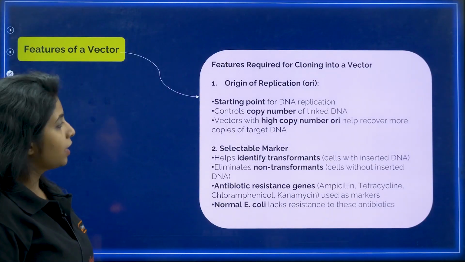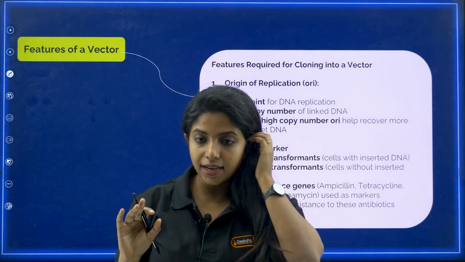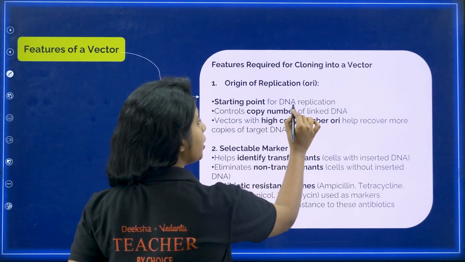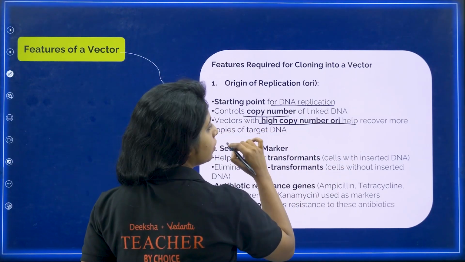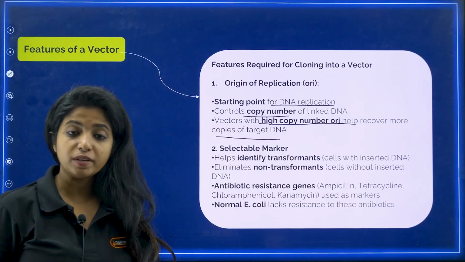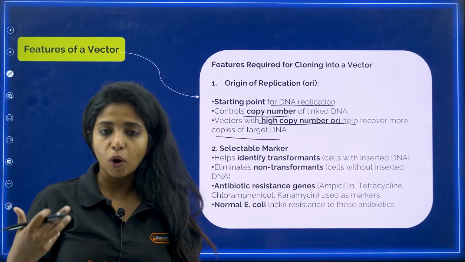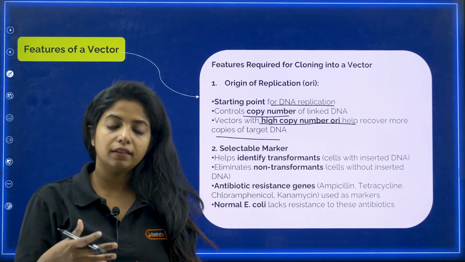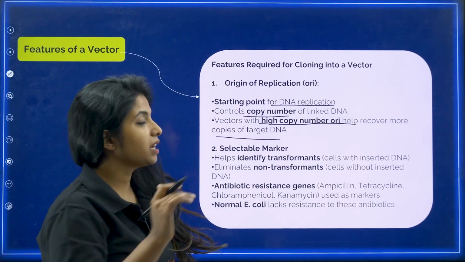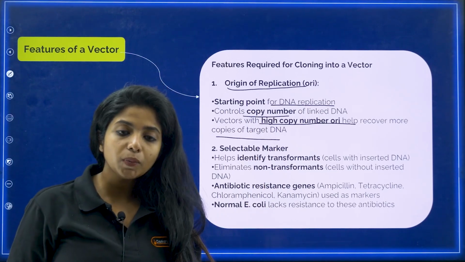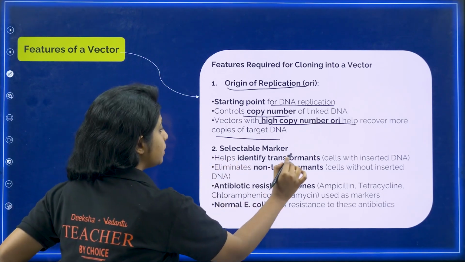Chalo. Now features of a vector. What all features should a vector definitely have? First thing, as I said, is origin of replication. It's a starting point for DNA replication. It is the one that controls the copy number, and vectors with high copy number ORI help recover more copies of the target DNA. If you want more copies, we should target vectors which have an ORI site with high copy number. Depending on the ORI site, they have different copy numbers, it might be less, it might be more. But anyway, origin of replication should be there because this is where the DNA polymerase comes, attaches and replicates.